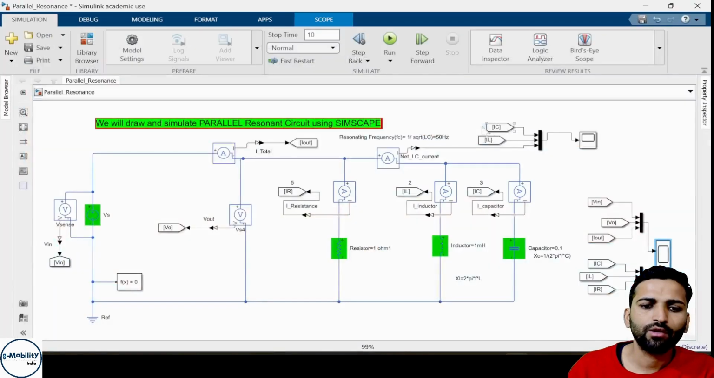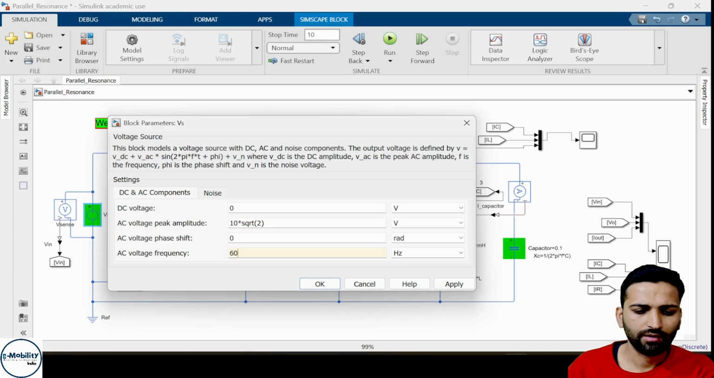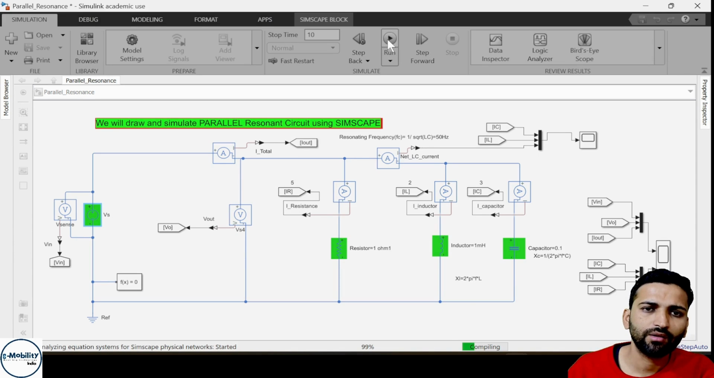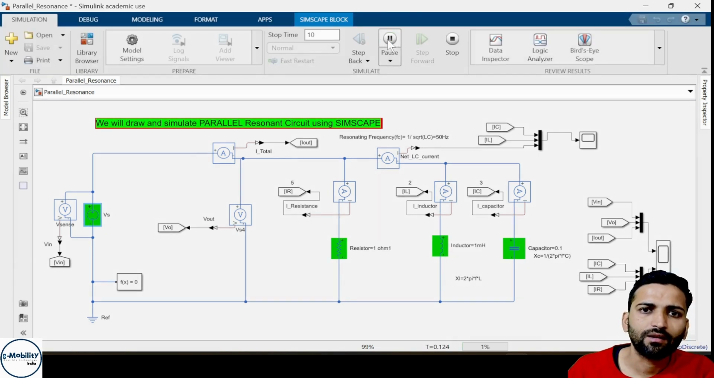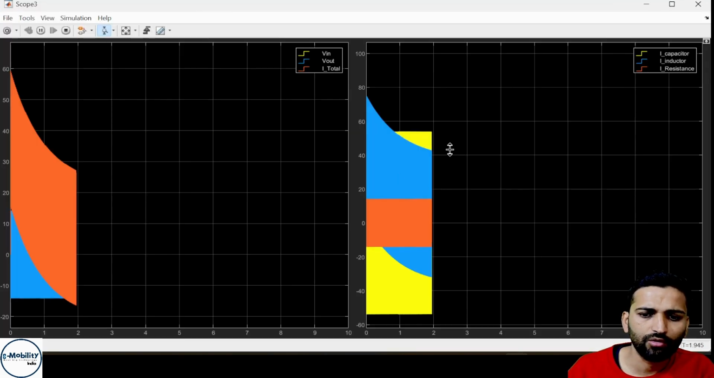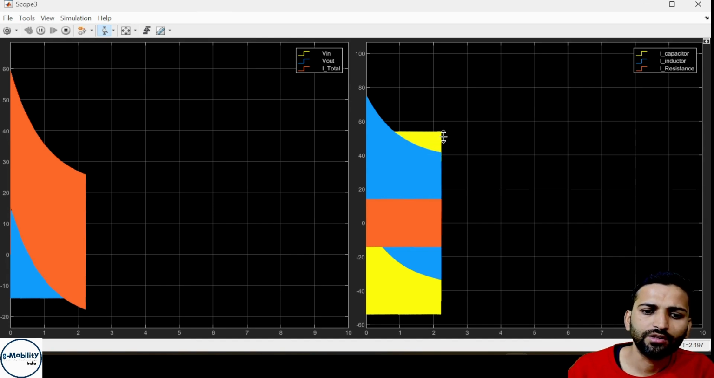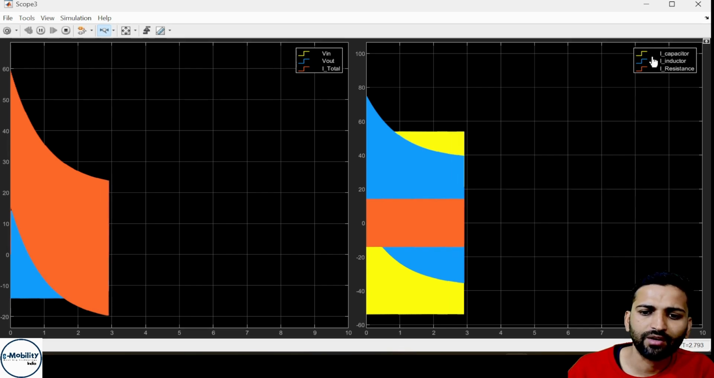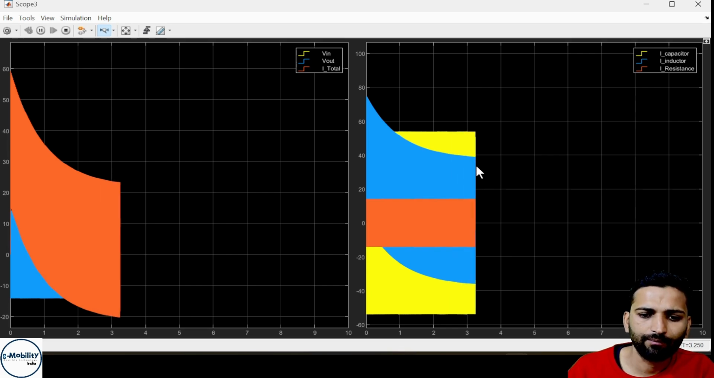So what will happen if we increase the frequency further? If we increase the frequency to 60 Hertz, the circuit will behave as if it is a capacitive circuit. The sign that tells us the circuit is capacitive is that the current will lead the voltage. So at any given time we will see the circuit behaving as a capacitive circuit. Here you can already see that the yellow color has a higher magnitude, and yellow represents the capacitor current, I capacitor.